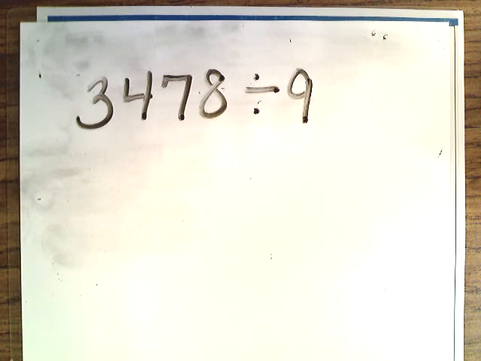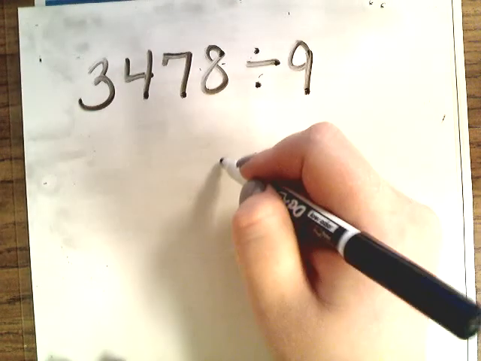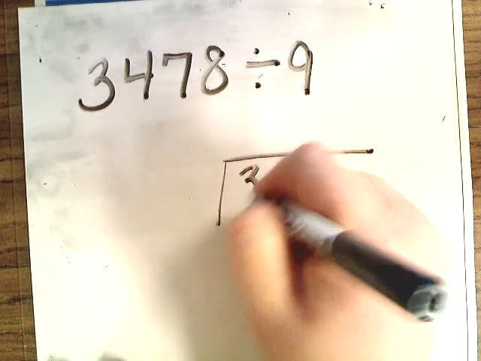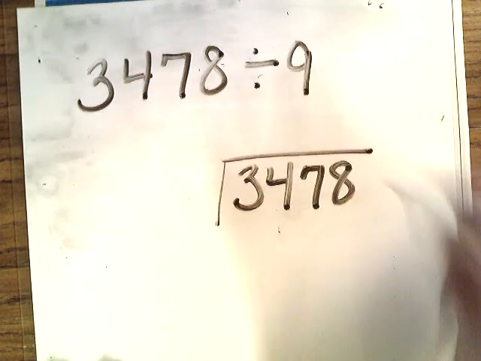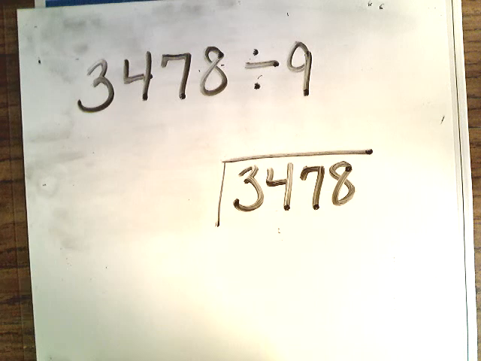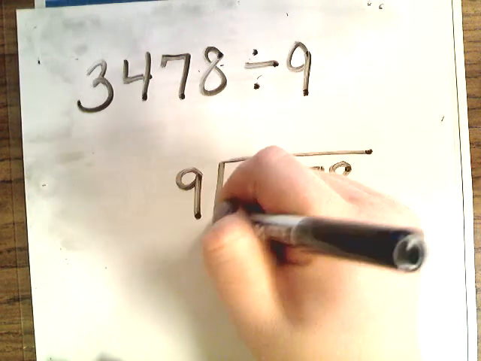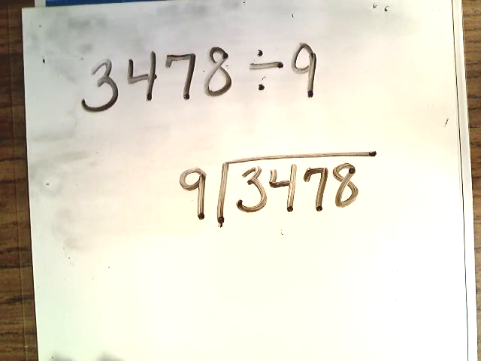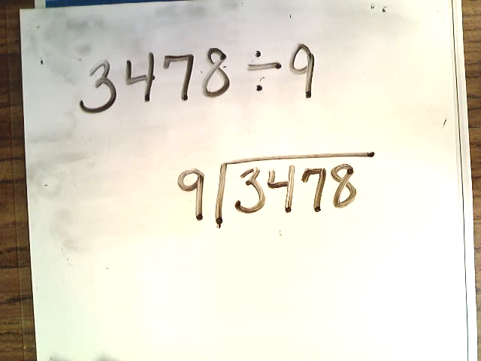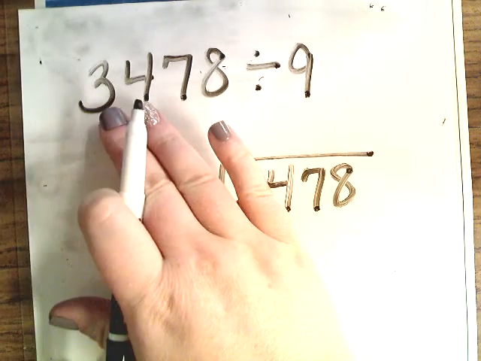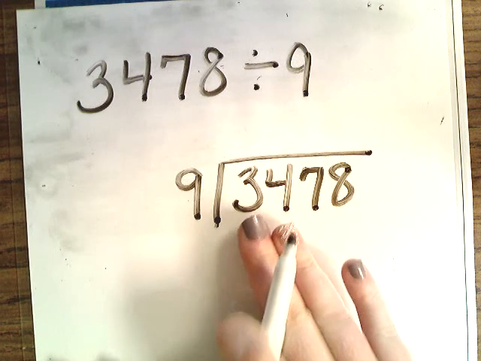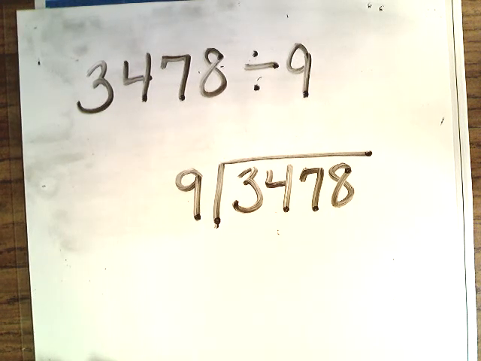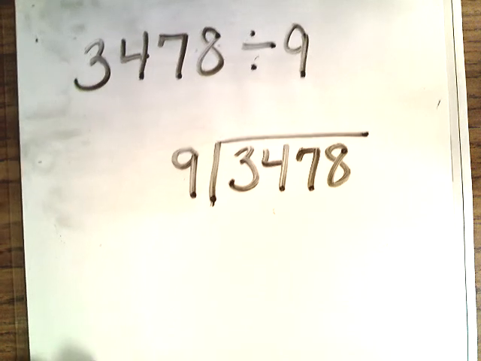That's ugly. I want to set it up so it's much easier to look at and much easier to work through. So I'm going to put that big number inside the cage. I'm going to create this cage and put 3,478 inside it. And my 9 is my smaller number, so he sits outside the cage. He's the outsider looking in. Whenever you see a problem like this, I want you to rewrite it like this, then solve.